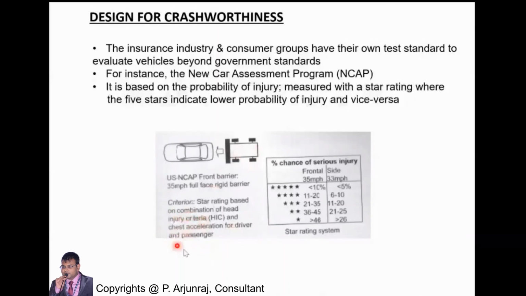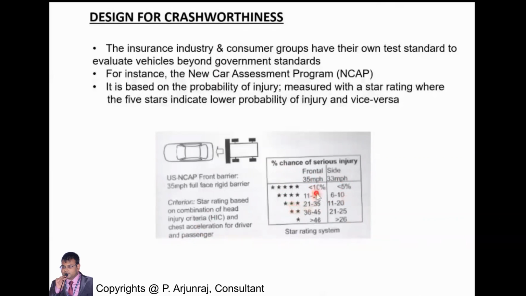So the deformation that they are going to experience in the chest. Okay. So based on this, you normally give the star rating. And so you see here the percentage of chance of serious injury when you're considering the frontal impact at 35 miles per hour, and the side impact at 33 miles per hour.